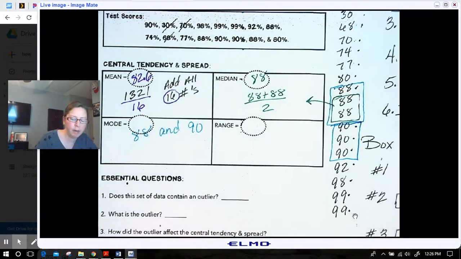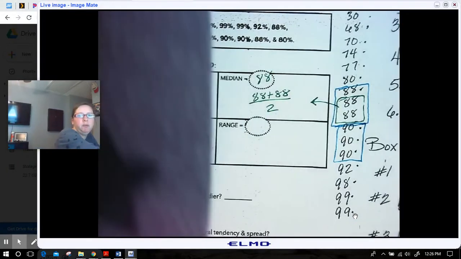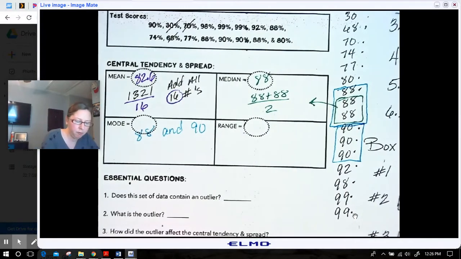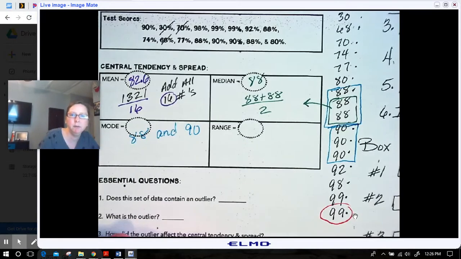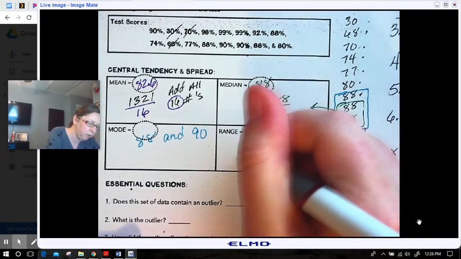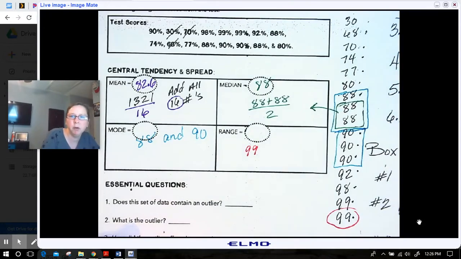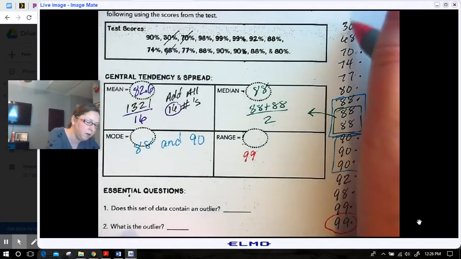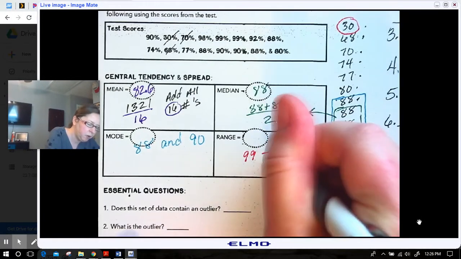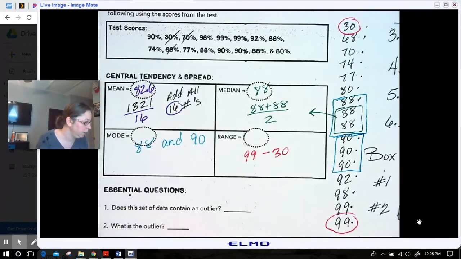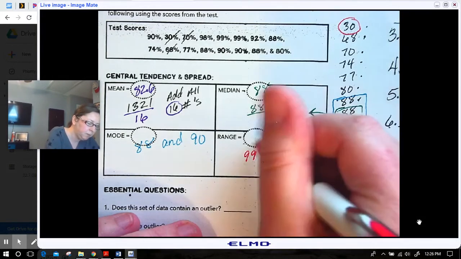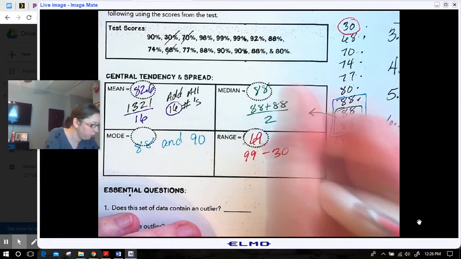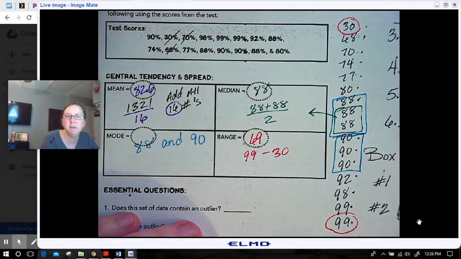And then our range. For our range, let me switch colors again. For our range, we need to take the largest number, which is 99, and we are going to subtract the smallest number, which is 30. 99 minus 30 is going to give me 69. Okay? It's going to give me 69.